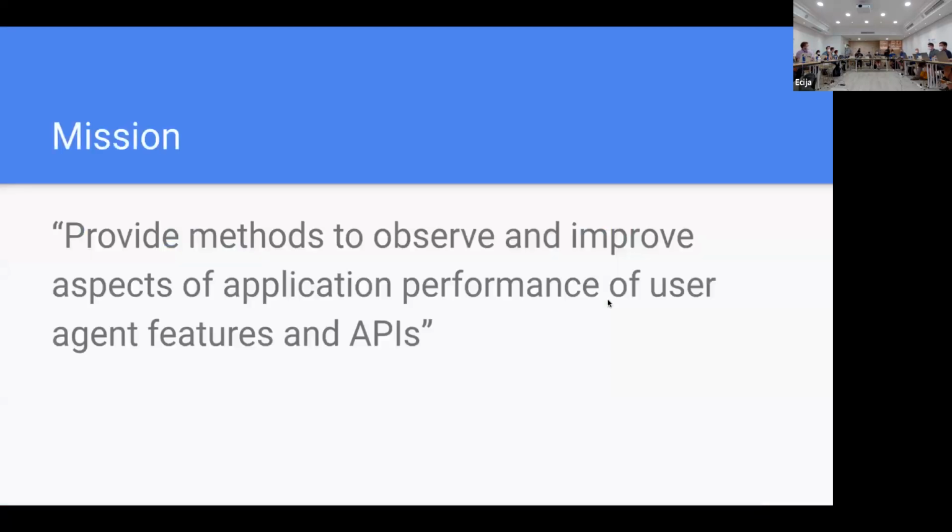Setting context for the week. That's good for review: our mission statement. The mission is to provide methods to observe and improve aspects of application performance of user agent features and APIs. Basically, make stuff faster and be able to measure this.